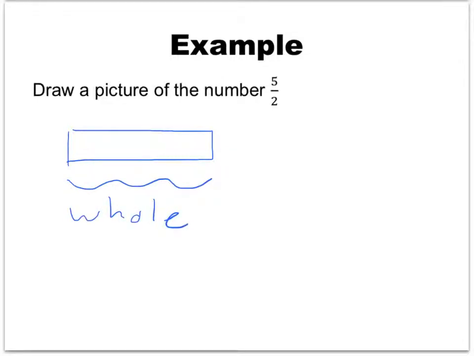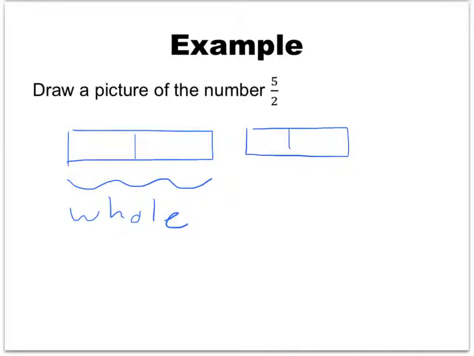So now in our fraction, the denominator is 2. That means I need to divide that whole up into 2 equal pieces. And then our numerator is 5, so that means we need 5 of those pieces. Well, I don't have 5 pieces there, so I need to draw a second whole.